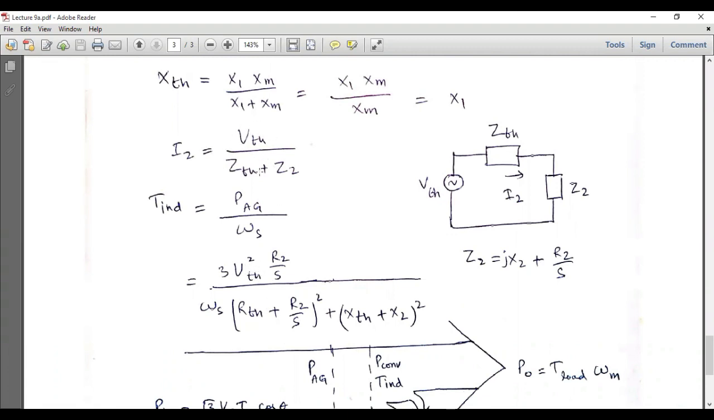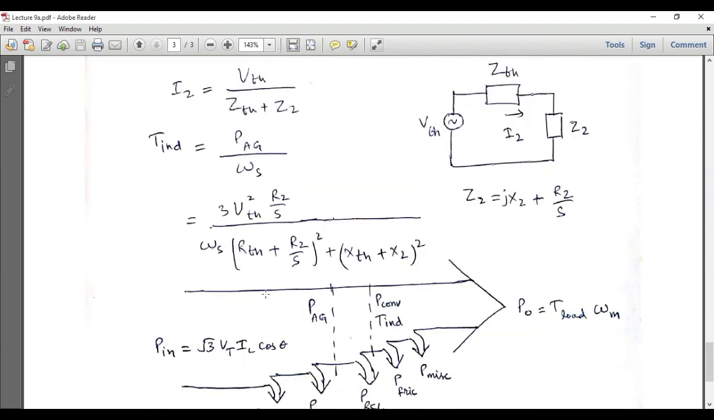So this is V Thevenin square, and this omega S is present over here, and this Z Thevenin plus Z2. Z Thevenin is equal to R Thevenin plus jX Thevenin, and this Z2 is equal to R2 over S plus jX2. So the real parts and imaginary parts will be added together, and we will have a square root over here as well. But when we take the square, since we have I2 square, that square root will be cancelled out. So this is the final expression for the induced torque across the induction motor.